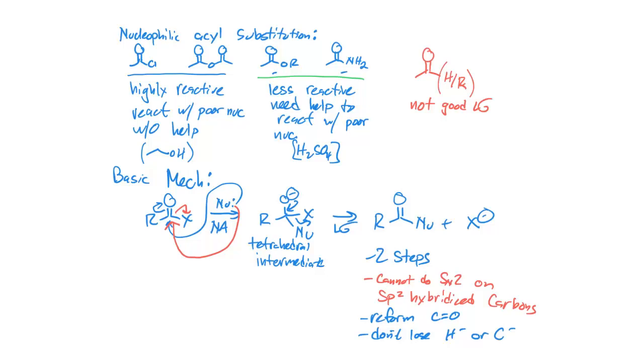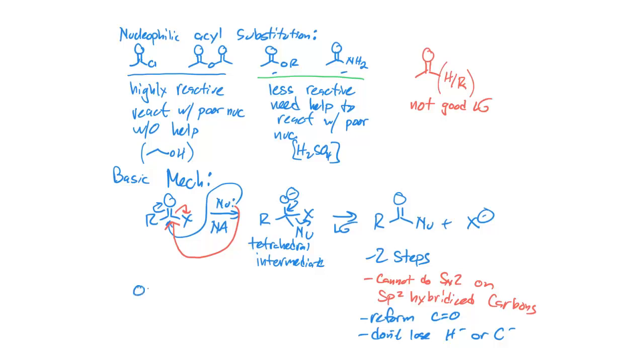H minus or C minus. So you'll notice that I did not do anything to this R group. I'm assuming this is just a standard carbon R group. I did not lose that R group. It was unaffected by the reaction, and it should make sense because it's probably better to lose a Cl minus or an O minus before we lose an H minus or an R minus. So anytime we're doing nucleophilic acyl substitution, we do not lose the R group or an H that might be attached to it.